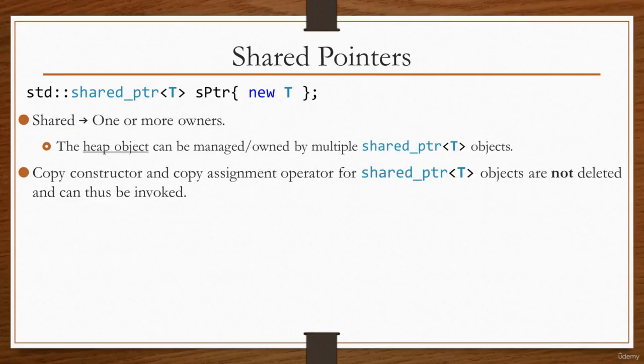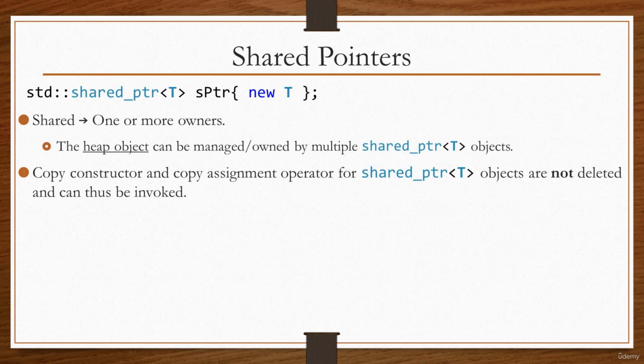Hey, so we've discussed the unique pointer before, so in this lecture I want to introduce the shared pointer. You can see an example for the syntax at the top of the slide. Now in some ways this is going to be similar to the unique pointer, but the ownership can be shared, so you can have one or more owners. In other words, the heap object can be managed or owned by multiple shared pointer objects.